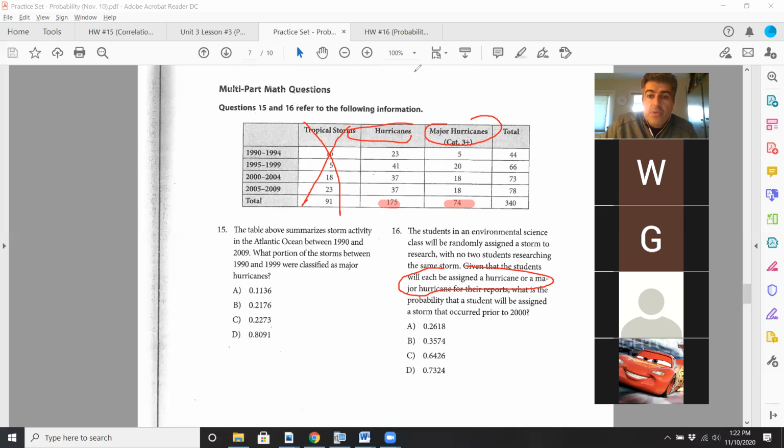Yes, good. So basically what Aiden's doing is, first off, how many total hurricanes or major hurricanes were there in our data set? 175 plus 74. So the total is 175 plus 74. That goes in the bottom. But then what do we want? We want prior to 2000. So you were correct, these are all prior.